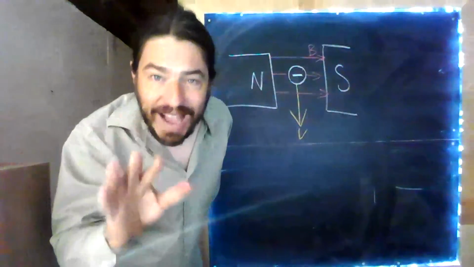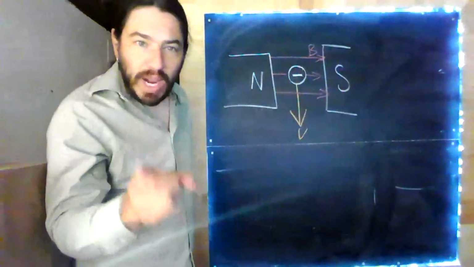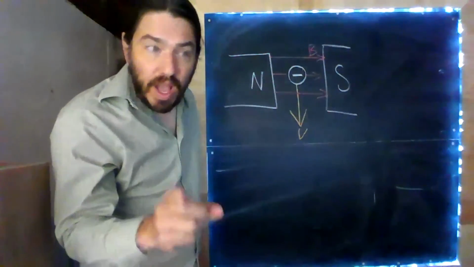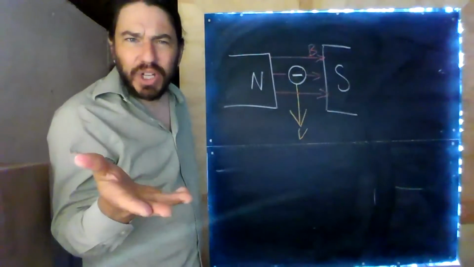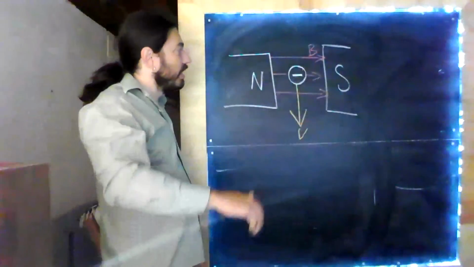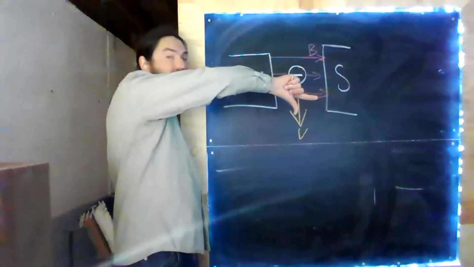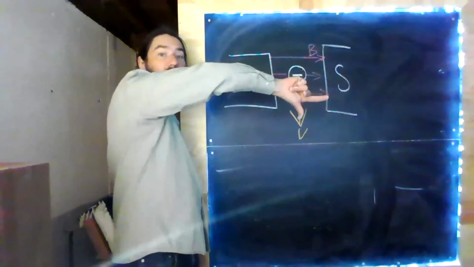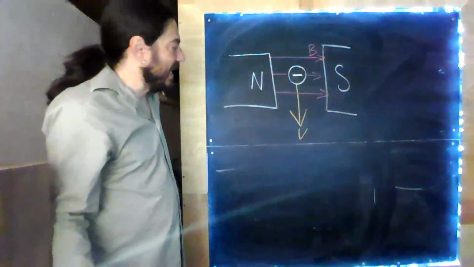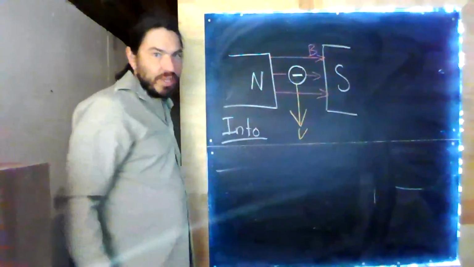But wait a minute. We have to be a little bit careful here. Because it's an electron, the right-hand rule works for positive charges. So what works for negative charges? The opposite of the right-hand rule. So here we have a velocity, a field, and the force out of the page is what our right-hand rule says. But it's a negative charge, so we flip it, and we say it is into the page.